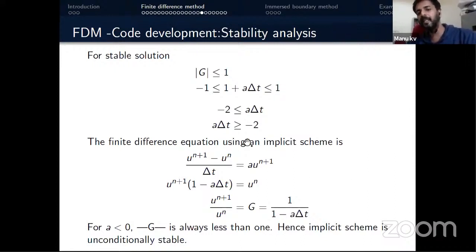So we can see that a delta t should be greater than -2. This condition has to be satisfied in order to get a stable solution. If it is violated, the code will blow up. Whereas if you look at an implicit scheme, we get a growth factor g which is equal to 1 over (1 minus a delta t). Irrespective of the value, it is always stable. So the implicit scheme is unconditionally stable for this particular equation.